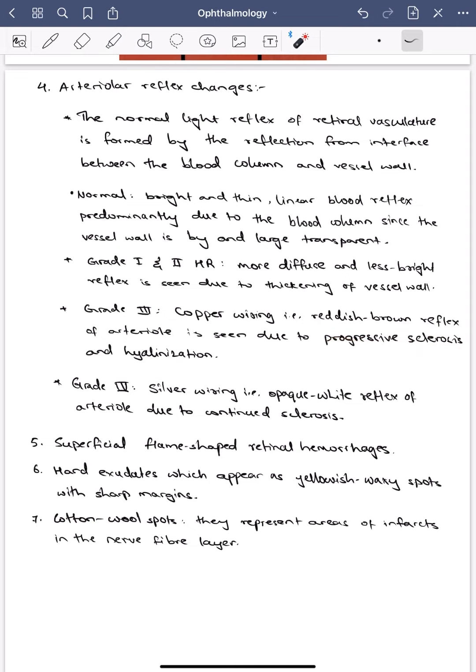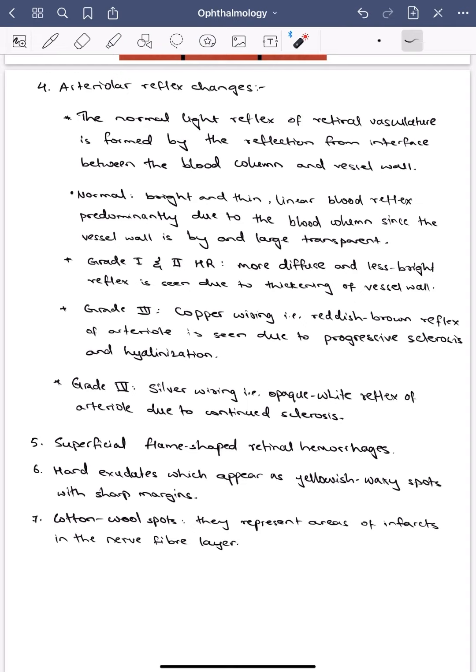And finally, in grade 4, silver wiring, that is opaque white reflex of the arteriole, is seen due to continued sclerosis of the vessel wall. So under arteriolar reflex changes, the normal is bright and thin because of the blood column, and the vessel wall is by far transparent. In grade 1 and grade 2, it appears more diffuse and less bright because of the thickening of the vessel wall.